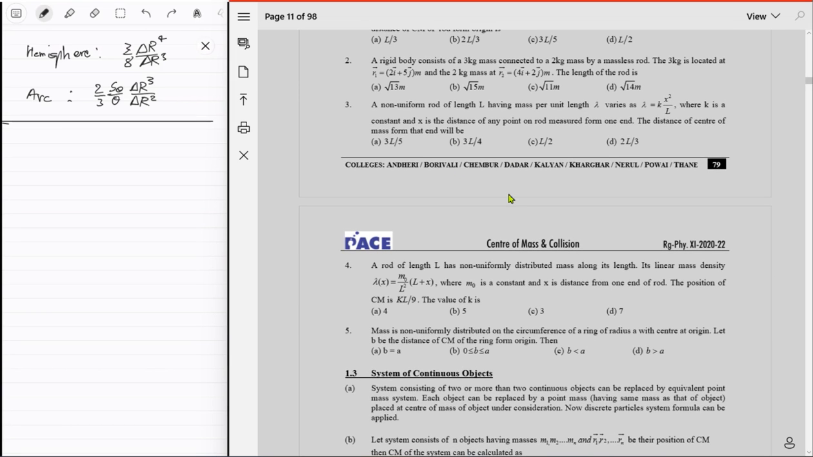So B is correct. Next question: a rigid body consists of a 3 kg mass connected to a 2 kg mass by a massless rod. The 3 kg is located at this point, the 2 kg is at this point. The position of the rod is what? Length of the rod. Okay, okay, okay. Wait, I didn't understand.